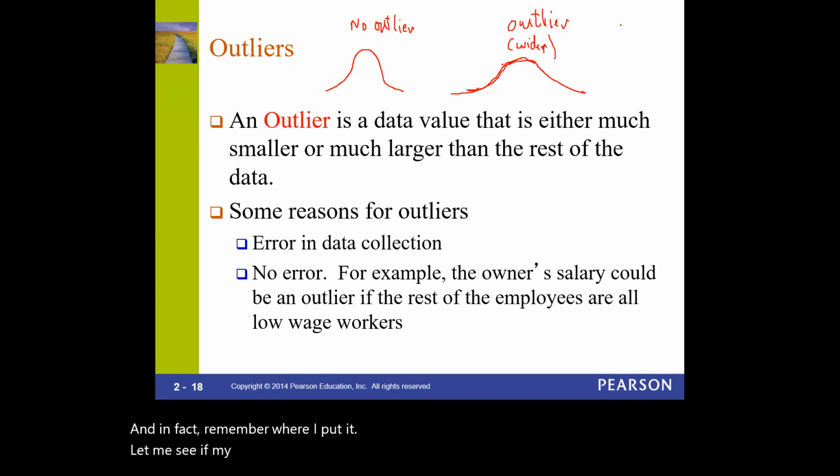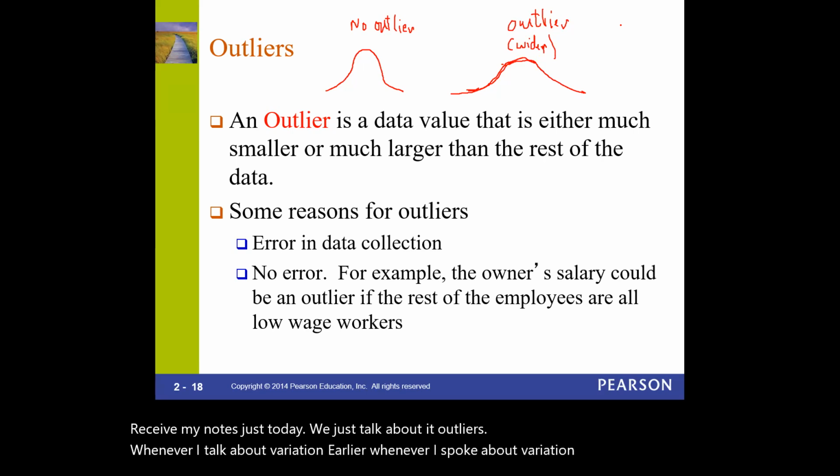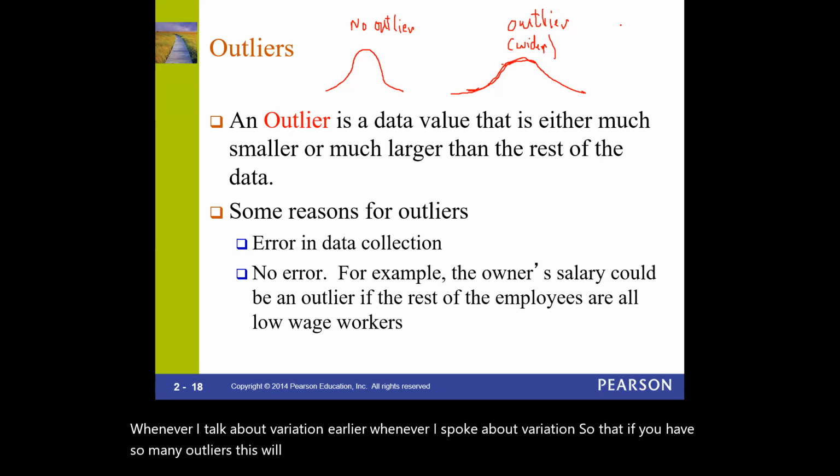Just today we should talk about outliers. Whenever I spoke about variation earlier, if you have so many outliers, this will affect the shape of the data. So the variation will change. Sometimes you're going to have to remove them.